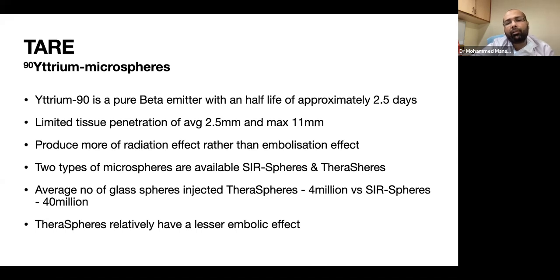And there are two types of microspheres that are available for clinical use, spheres and TheraSpheres. The average number of glass spheres injected in TheraSpheres is 4 million, whereas in spheres it is 40 million. And because their number is less, the TheraSpheres have a lesser embolic effect and more of a radiation effect.